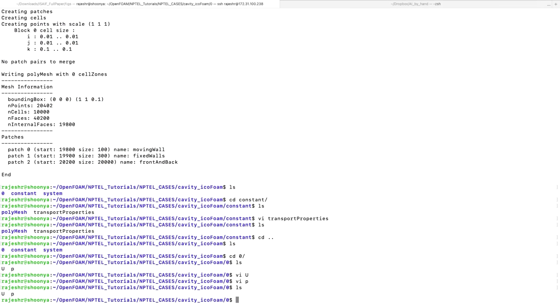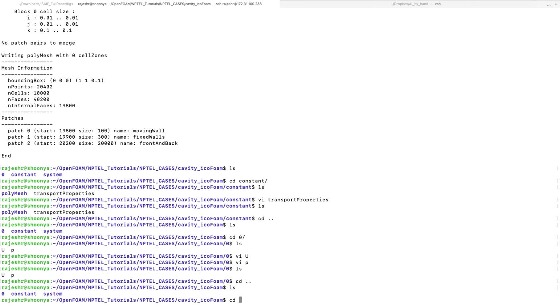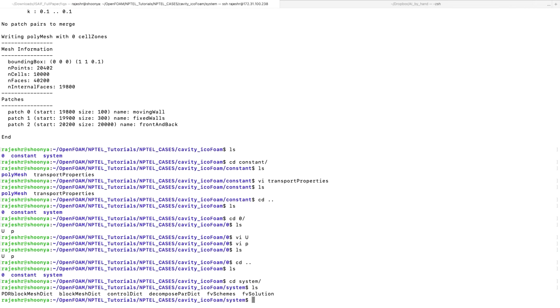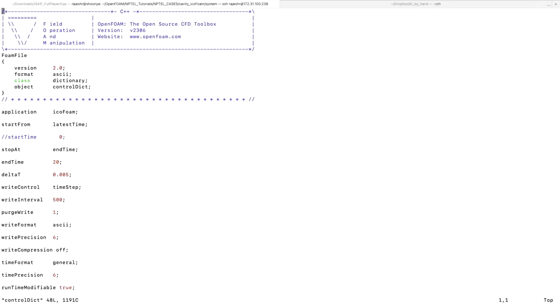So, now we have set up the initial condition and boundary condition, and we look at the flow type. Now you go to system, and then you can see the controlDict. What kind of solver are you using? icoFoam. You can set the start time or latest time, so you can restart the simulation or start from time 0. And what is the maximum time that you want to go?